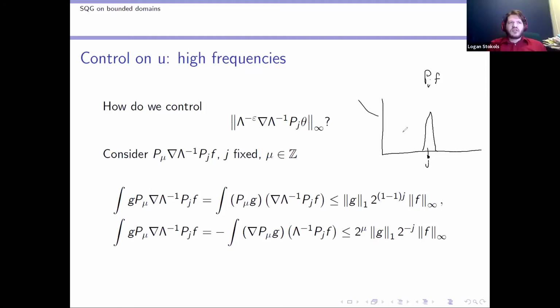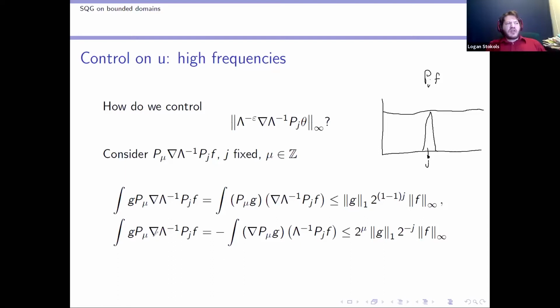Fix mu, which is the frequency that we're trying to look at, and take some function g, which is an L1, as a test function, and see what bounds we can get. If you do the obvious thing, you get the mu-th projection of the Riesz transform of the jth projection of f, and you see that it's bounded by the L infinity norm of f, which is to say, after you take the gradient, none of the frequencies end up bigger than the only frequency that existed beforehand. That's pretty trivial. So the frequencies don't get any bigger than they were before, but they now could be anywhere.